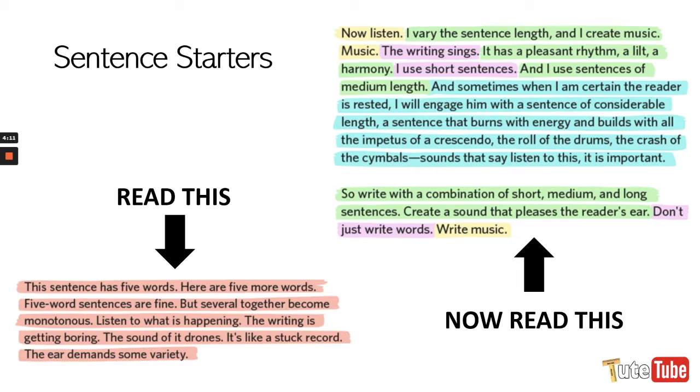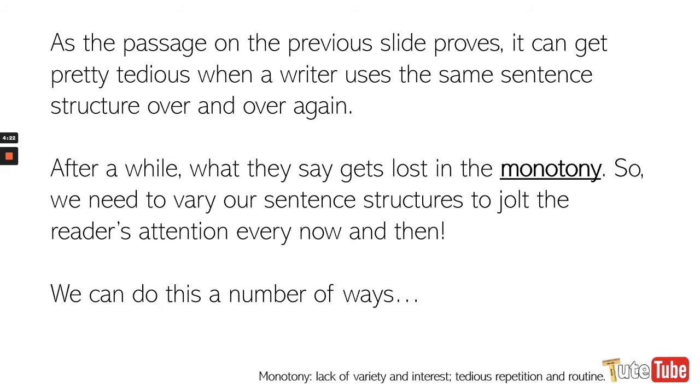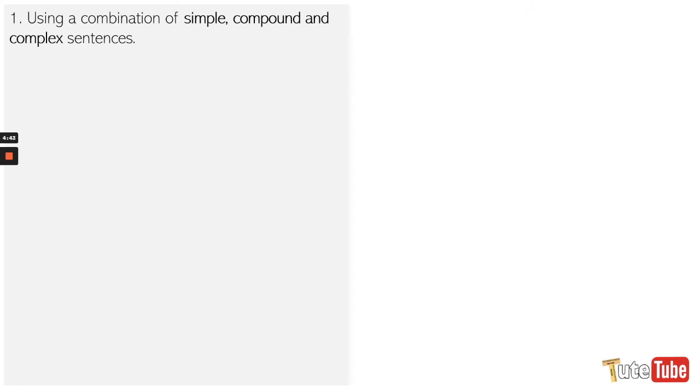Okay, so we're going to be looking at sentence lengths and different sentence starters as well. So as the passage on the previous slide proves, it can get pretty tedious when a writer uses the same sentence structure over and over again. After a while, what they say gets lost in the monotony. So we need to vary our sentence structures to jolt the reader's attention every now and then. We can do this in a number of ways. Number 1, we can use a combination of simple, compound and complex sentences.